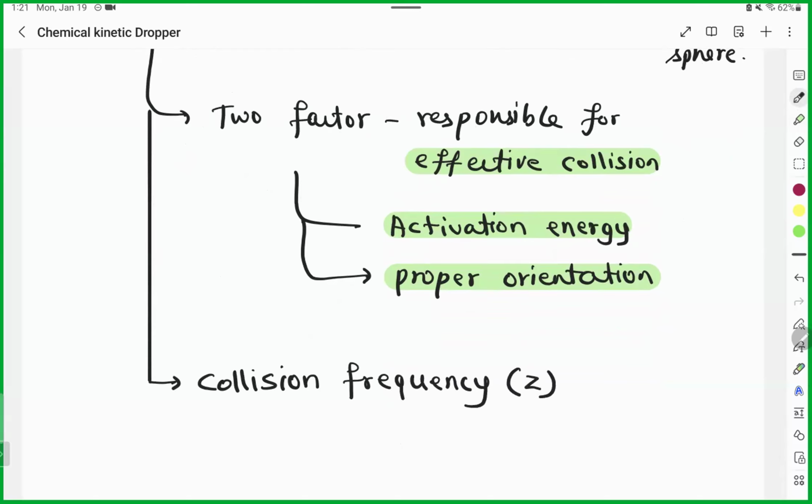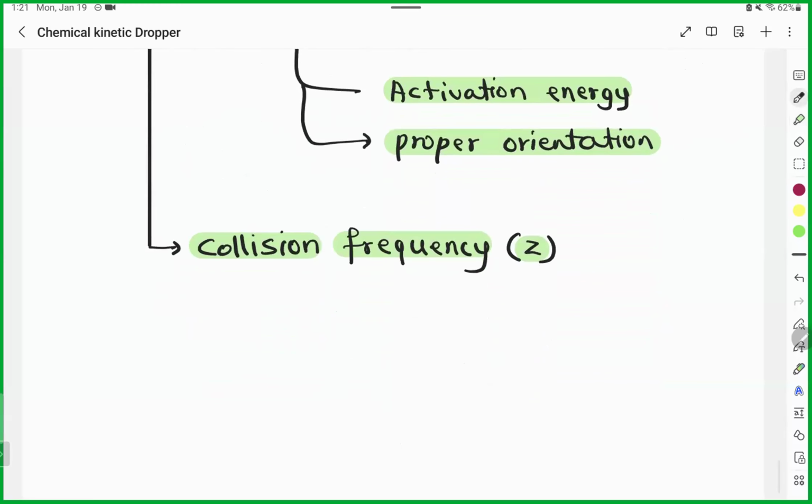Next is collision frequency. As the name suggests, how many collisions are happening per unit time. Frequency means per unit time, and this definition is also important. How many collisions occur per second, per unit time? Collisions per second. But here we are also considering per unit volume. What is the volume? Because in the case of gas, volume is really important.